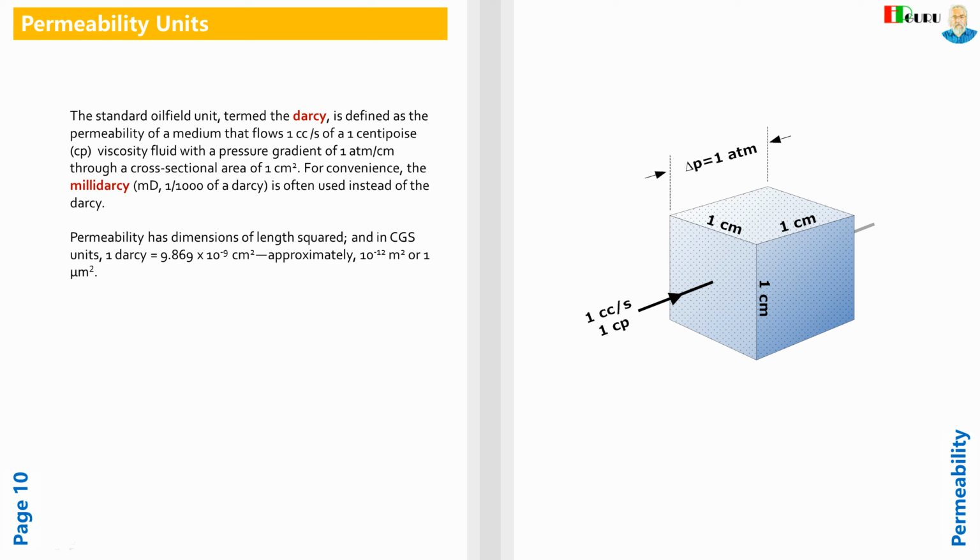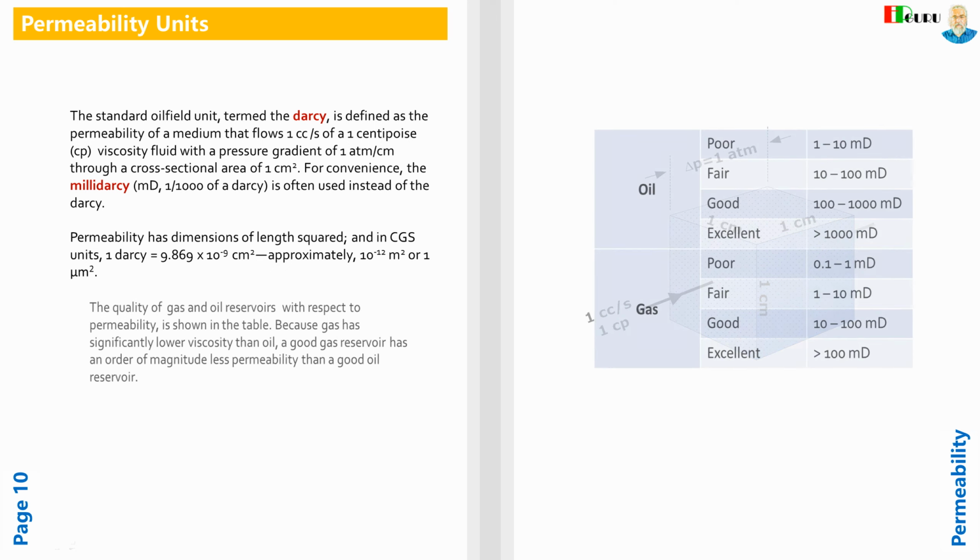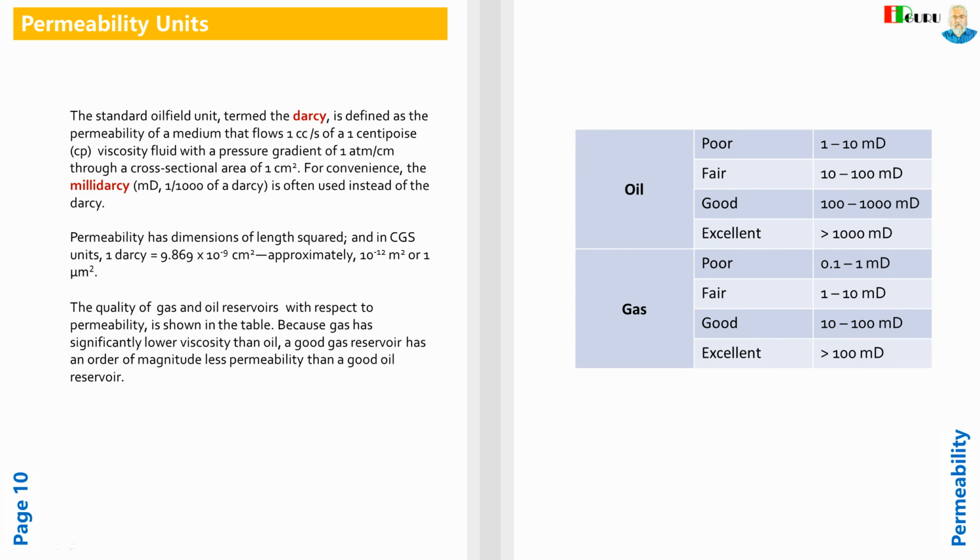Permeability has dimensions of length squared, and in CGS units, 1 Darcy equals 9.869 by 10 to the minus 9 centimetres squared, approximately 10 to the minus 12 metres squared, or 1 micrometre squared. The quality of gas and oil reservoirs with respect to permeability is shown in the table. Because gas has significantly lower viscosity than oil, a good gas reservoir has an order of magnitude less permeability than a good oil reservoir.